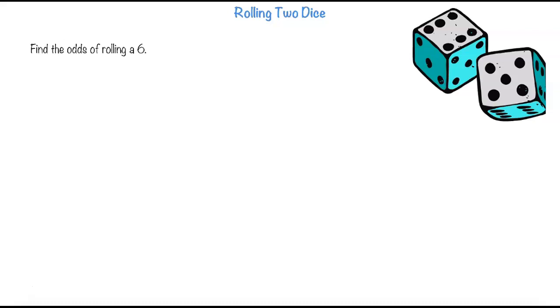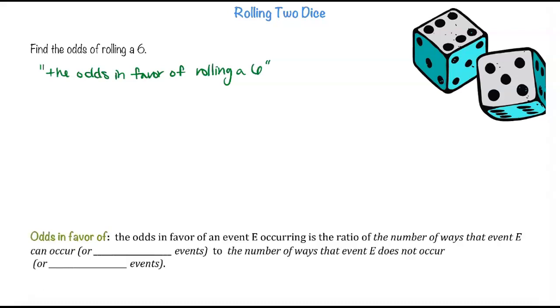When you see the phrase, find the odds of rolling a 6, that's the same as finding the odds in favor of rolling a 6. And here's how we calculate the odds in favor of an event. For an event E, the odds in favor of that event happening is the ratio of the number of ways that that event can happen, or the number of favorable events, to the number of ways that that event does not occur, or unfavorable events. So to calculate the odds in favor of rolling a 6, we need to find the ratio of the number of ways we can roll a 6 to the number of ways to not roll a 6.